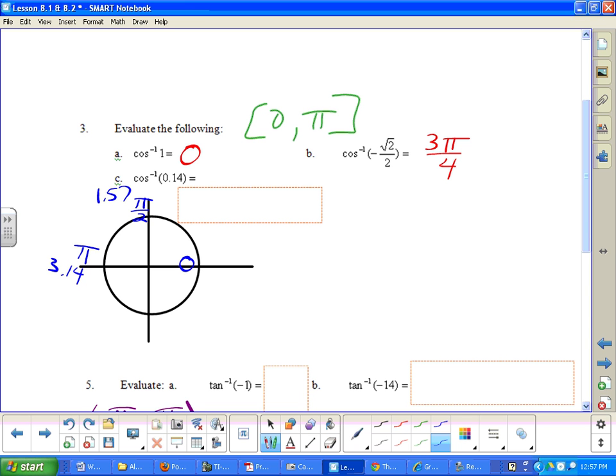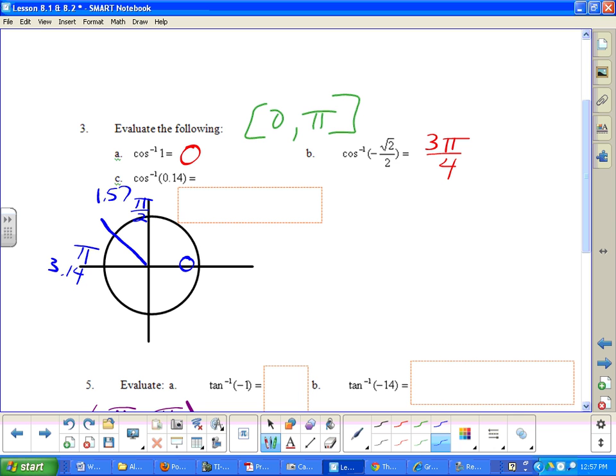So that number should be halfway between these two, right? Halfway between 1.57 and 3.14 should be that number because 3 pi over 4 is right there. Right? So it should be halfway between it. So now let's go back here to the inverse cosine of 0.14.